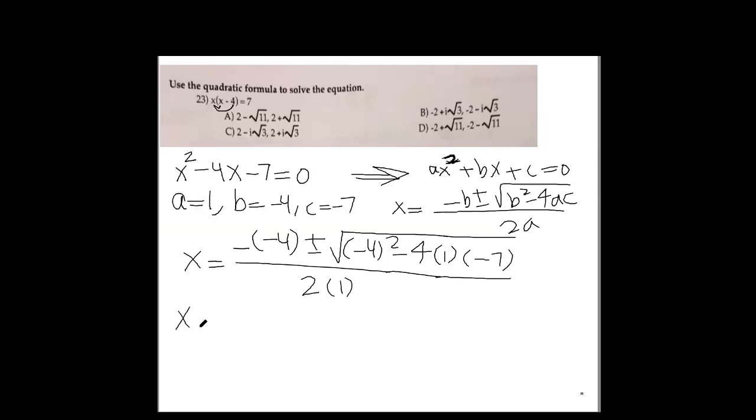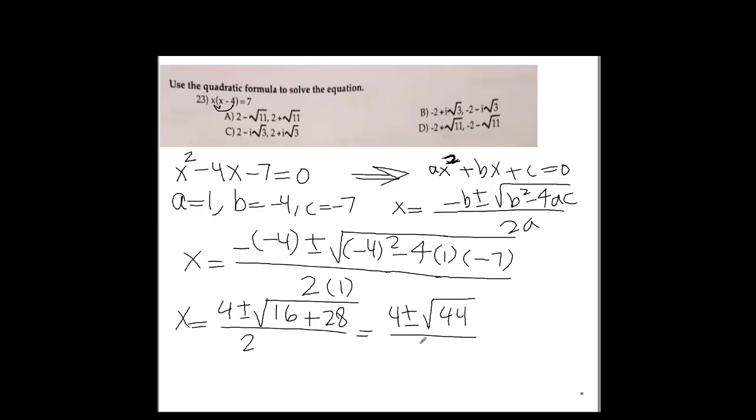There we have it. So x would be equal to 4 plus and minus something over 2. Square root of, so negative 4 squared would be 16, and then plus 4 times negative 4 times negative 7, 28, plus 28. So I get 4 plus and minus, and then we need to find the square root of that. 16 plus 28 gives me 44, square root of 44, divided by 2. So we get 4 plus and minus square root of 44 divided by 2.